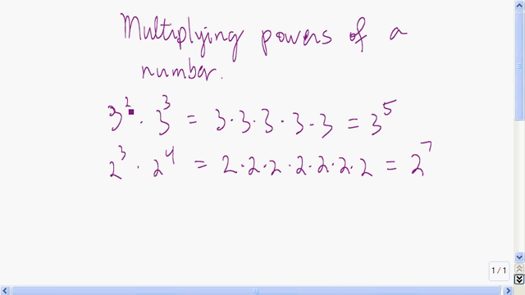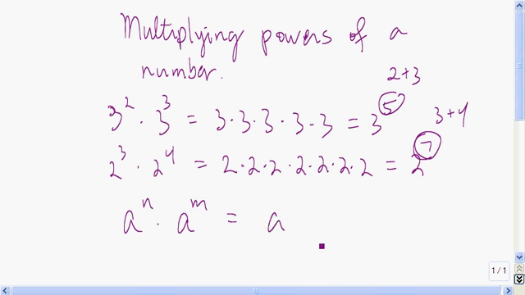So notice that when I had 3 squared times 3 cubed, I got 3 to the fifth. This 5 is equal to 2 plus 3. Here, when I had 2 cubed times 2 to the fourth, the answer was 2 to the seventh. So this 7 here is 3 plus 4. So in general, if I have a to the power of n times a to the power of m, that's equal to a to the power of n plus m.